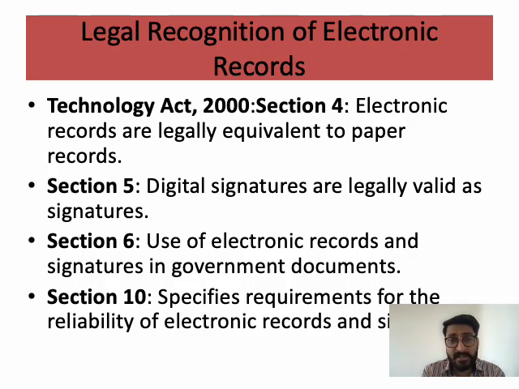Again, we have Section 5: digital signatures are legally valid as a signature. Now, instead of putting a physical pen and paper signature, we can also sign a document with the help of digital signatures. So it also got legal recognition. Otherwise, how would we acknowledge that a particular signature is valid or not? Then we have Section 6, use of electronic records and signatures in government documents. The initiative was taken by the government itself. They have adopted these things and started acknowledging electronic records and signatures. Then Section 10 specifies the requirements for the reliability of electronic records and signatures.